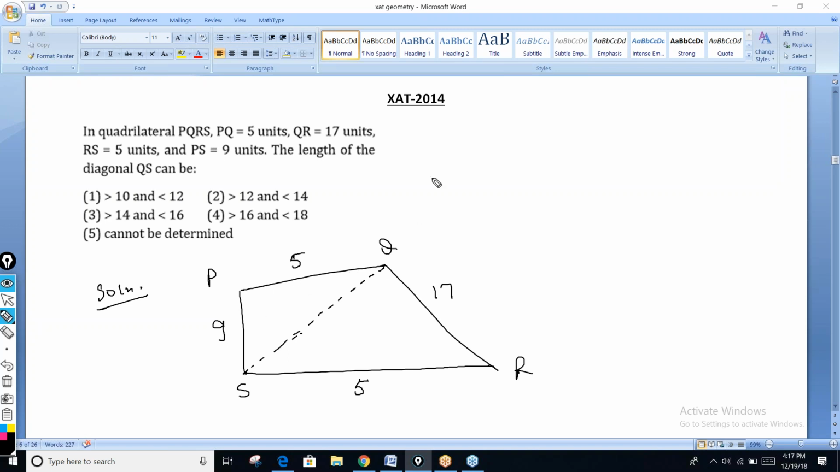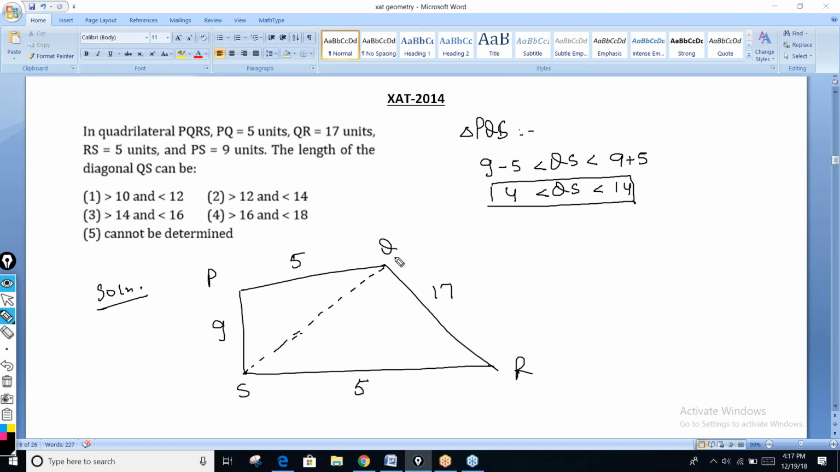If you see this triangle PQS, the third side QS has to be less than the sum of the two sides and greater than the difference. If you know the basic property of triangle, in this triangle the length of the third side QS is less than the sum and greater than the difference. So QS has to be less than 14 and greater than 4.